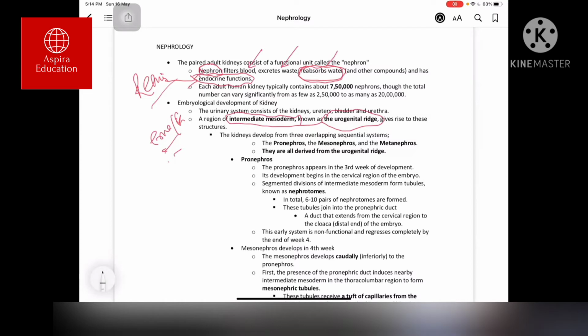So the kidneys develop from three overlapping sequential systems. What does that mean? That means that there is a pronephros for some time, then it gives way to the mesonephros, and then finally the metanephros. The metanephros is the original kidney that we see. It starts with the pronephros. Pronephros means the primitive kidney. Metanephros means the advanced kidney. Mesonephros is the intermediate stage.